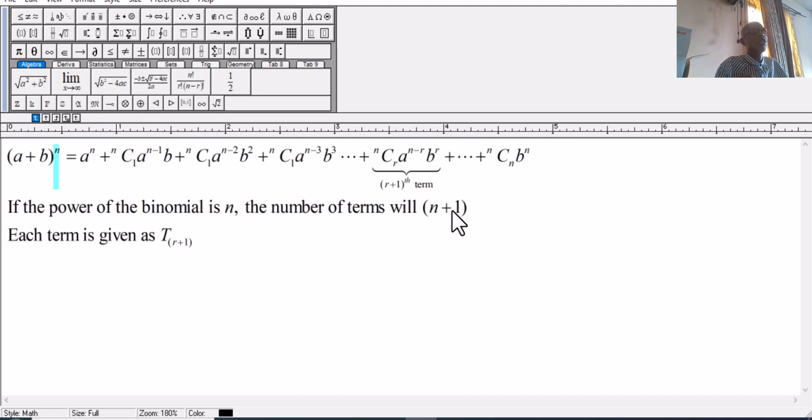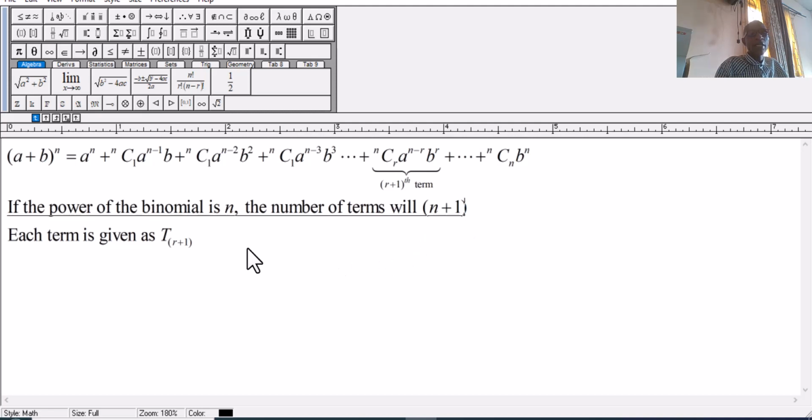Imagine we are given (a + b) raised to the power of 2. That will be a squared plus 2ab plus b squared, and that is 3 terms. If you are given (a + b) raised to the power of 3, you will get a cubed plus 3a squared b plus 3ab squared plus b cubed. So you have 4 terms for that. Whatever the value of n is, the number of terms will be n plus 1.